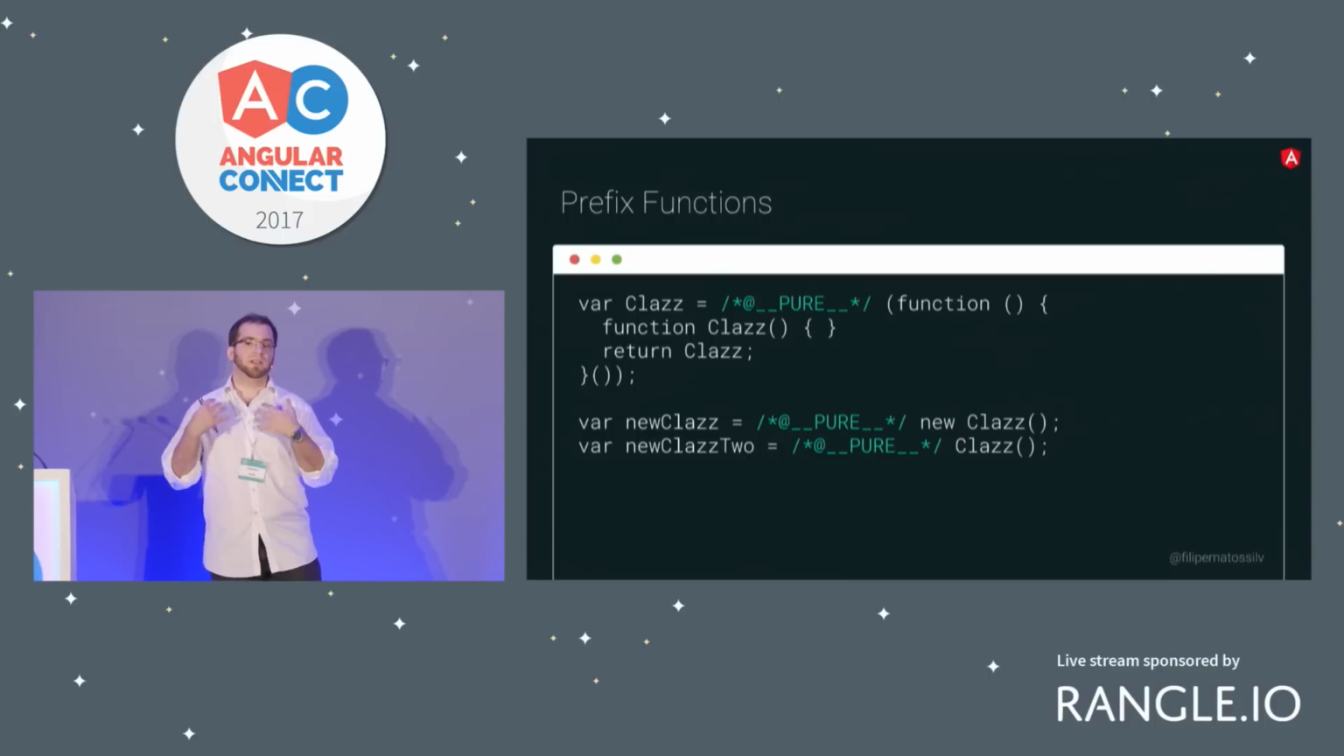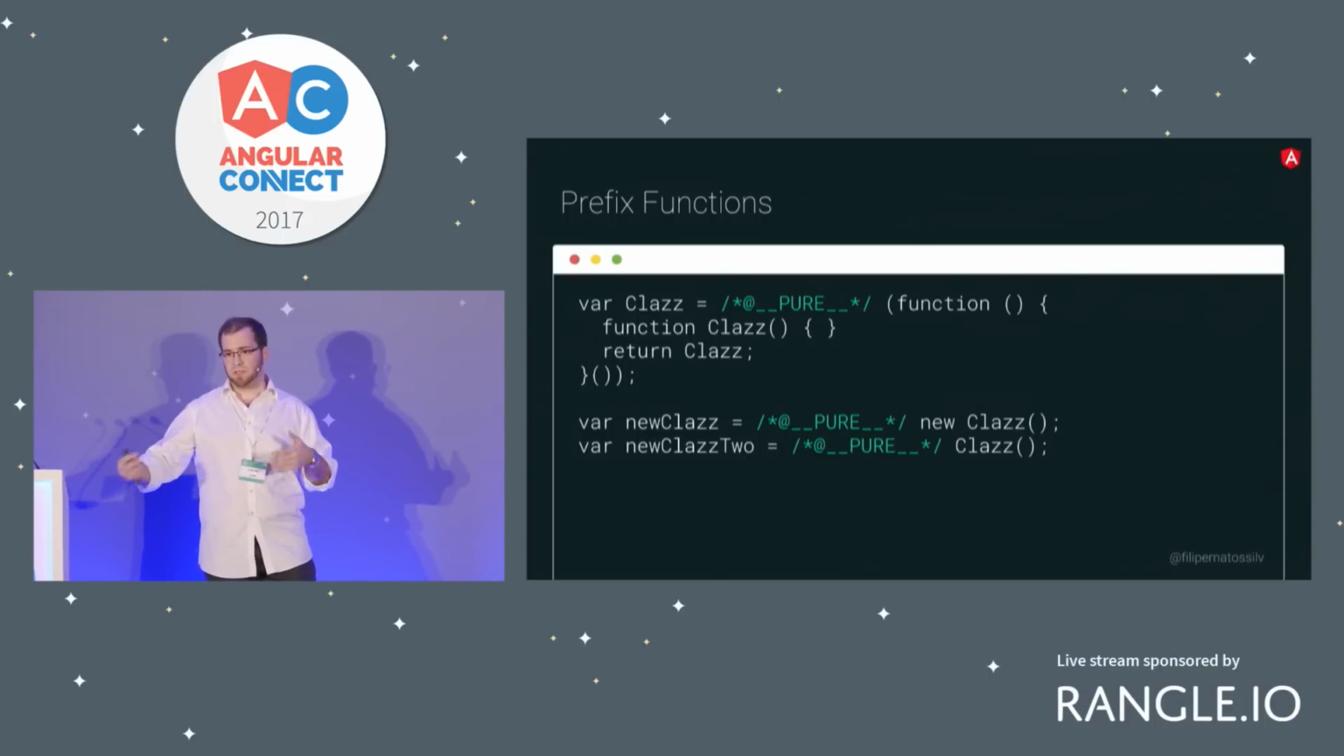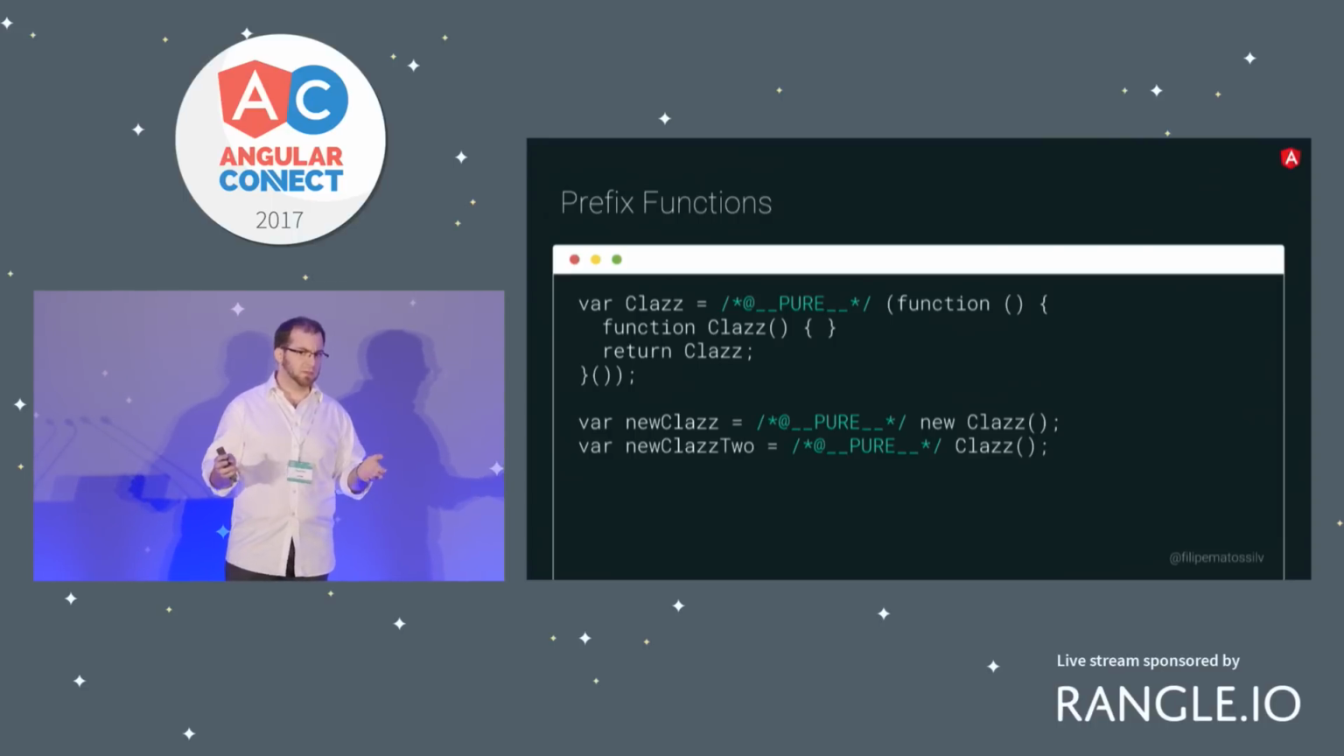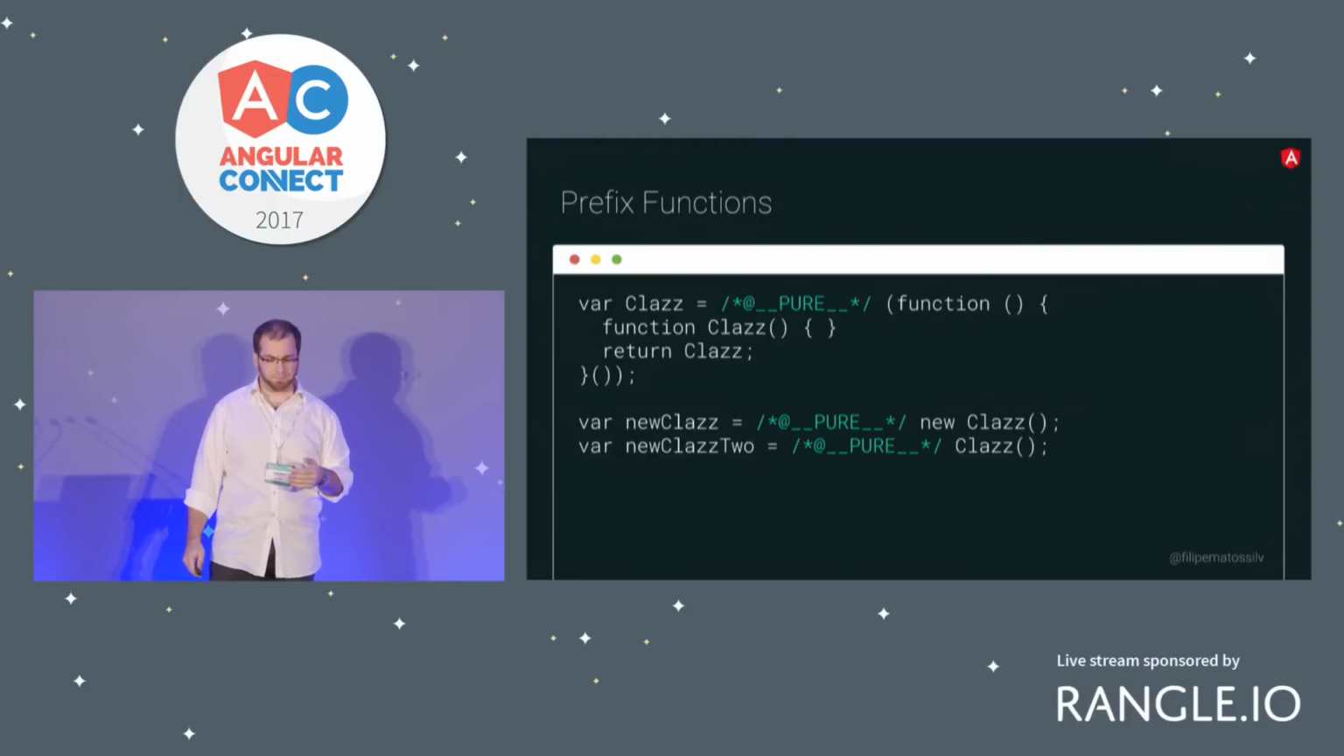Now we're going to look at the individual transformations that we apply. Because this is a pipeline, we apply a bunch of transformations, and in the end, we get the good results. This is the dangerous one, so to speak. This is called prefix functions. Here we mark any function call as being free from side effects. And this is the one that we can really only apply to Angular libraries.